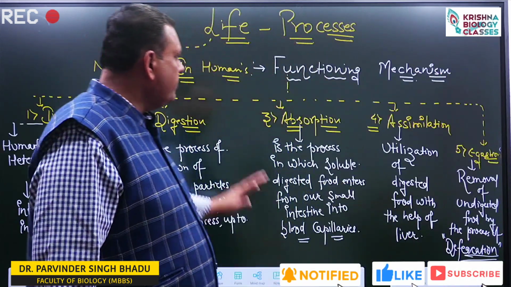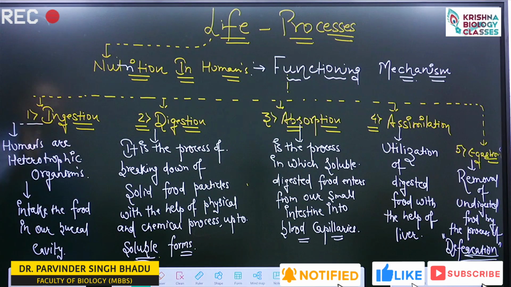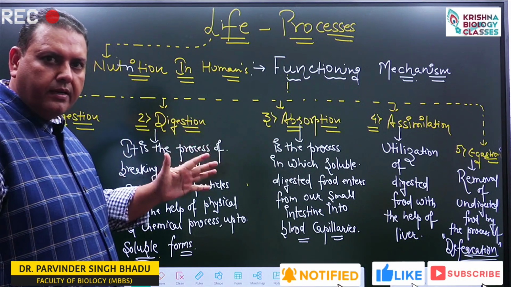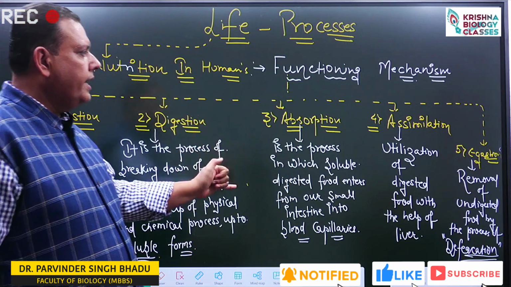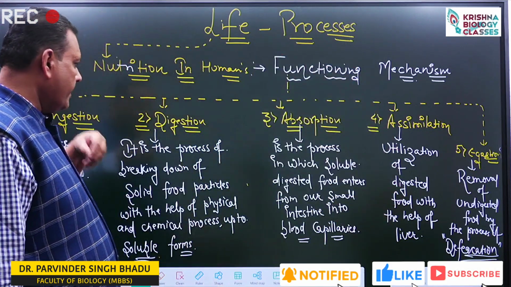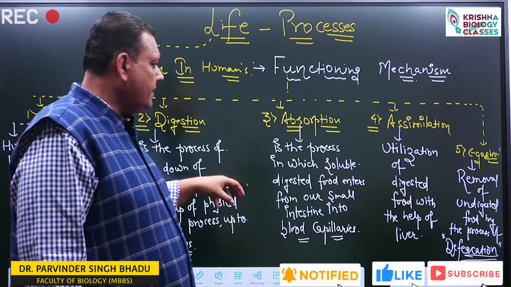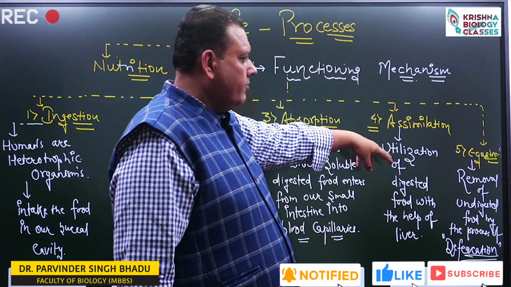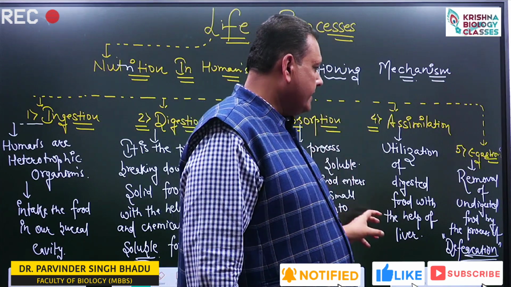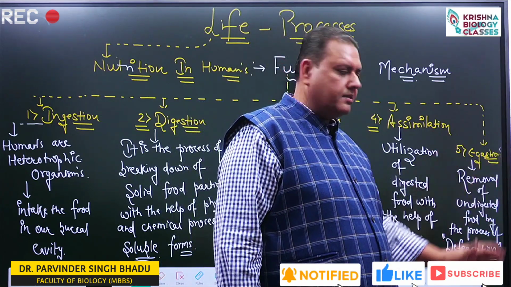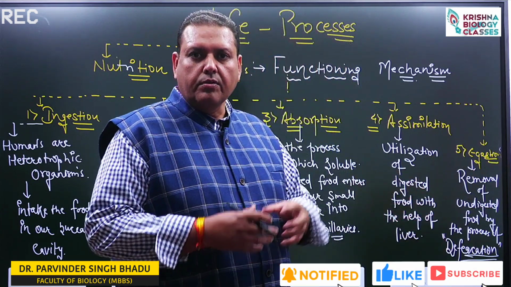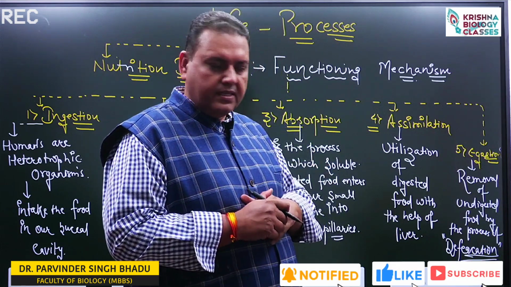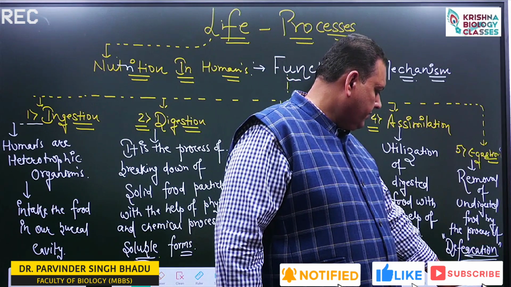So a quick revision of today's class. In today's class we discussed the functioning mechanism of nutrition in humans. There are 5 main steps: ingestion, digestion, absorption, assimilation and egestion. Ingestion, intake; digestion, breakdown with the help of physical and chemical processes; absorption, the soluble form gets entered into the blood vessels. With the help of liver we utilize the digested food, and we remove the undigested food. The water gets reabsorbed in the large intestine. As a result, undigested food is converted into solid mass or feces, which is removed out by the process of defecation.